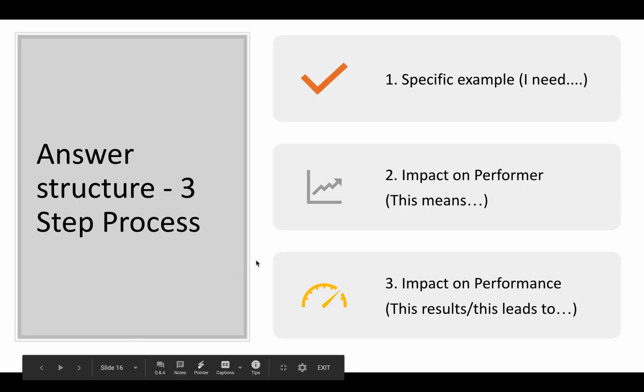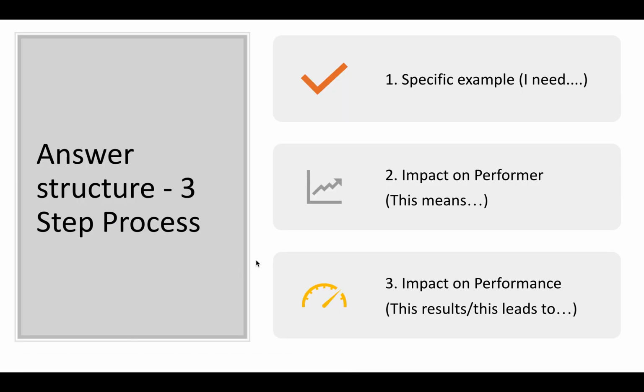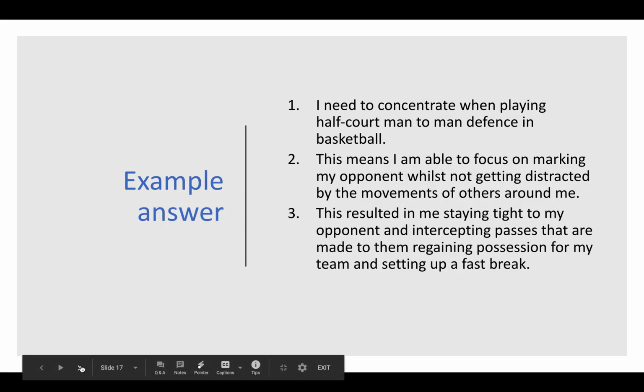To answer this question, we're going to look at using a 3-step answer structure. We're going to start off with a specific example from your chosen sport, and then we're going to explain the impact that this has on you as the performer. And then lastly, this is where you'll secure the marks. You're going to explain the impact this has on performance using terms like this leads to or this results in.